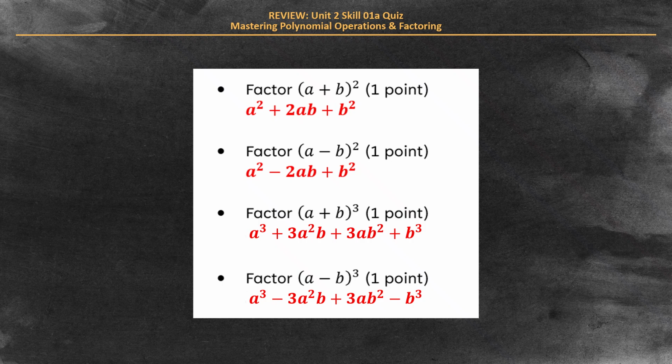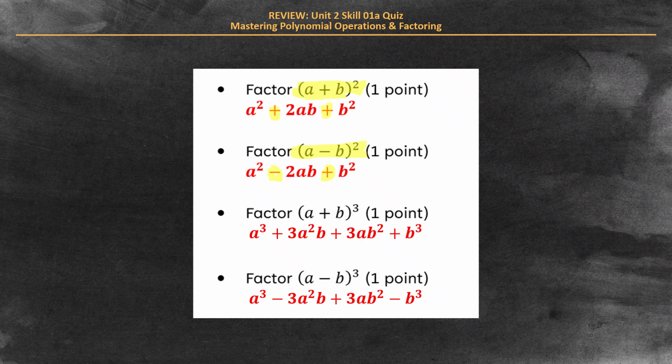All right, now for the factoring questions. So these are all special patterns for factoring. So a plus b squared is a squared plus 2ab plus b squared. A minus b squared becomes a squared minus 2ab plus b squared. So take a look at the signs. So we have plus plus for the positive and minus plus for the negative.